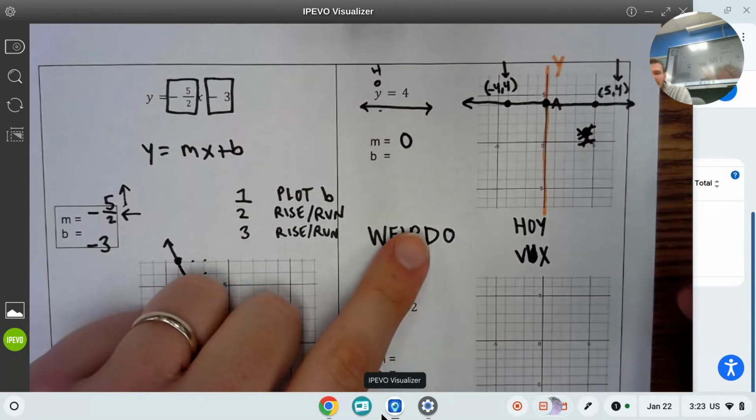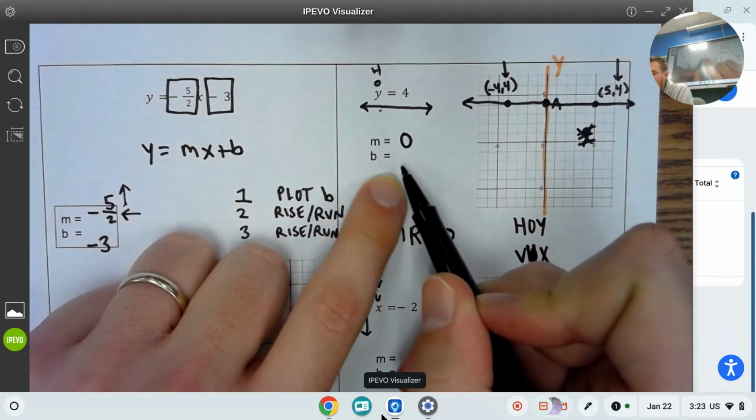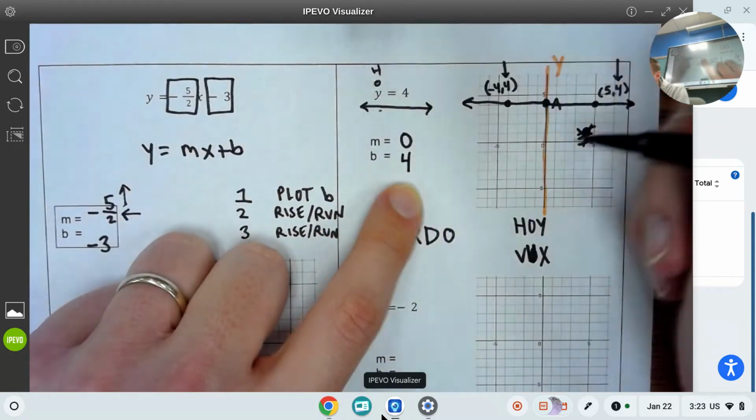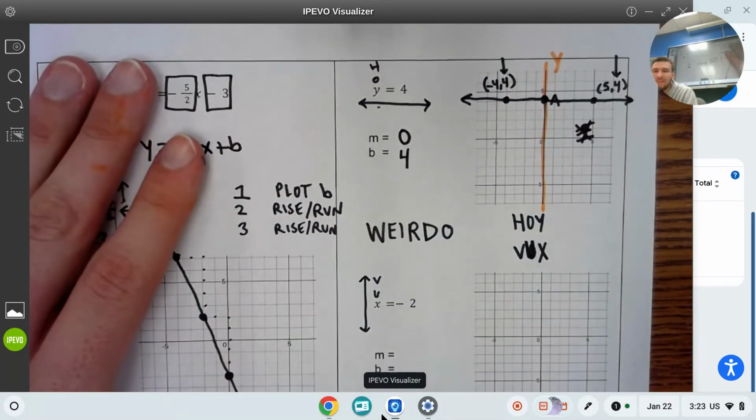We'll be right there in just a second. That was basically the only two interesting ones. You got it, Kyle. What is the b value for this graph? It is 4, right? That's where we cross, right there at the 4 mark.